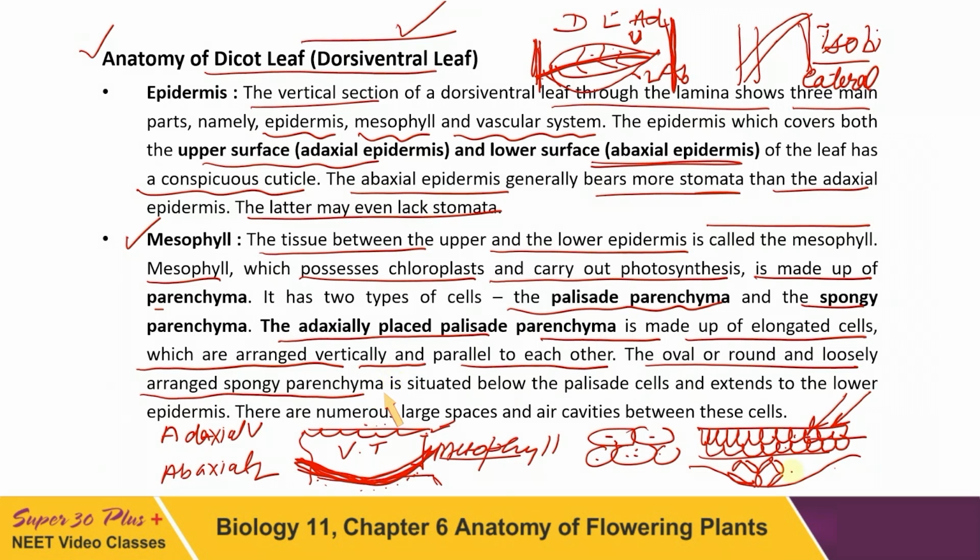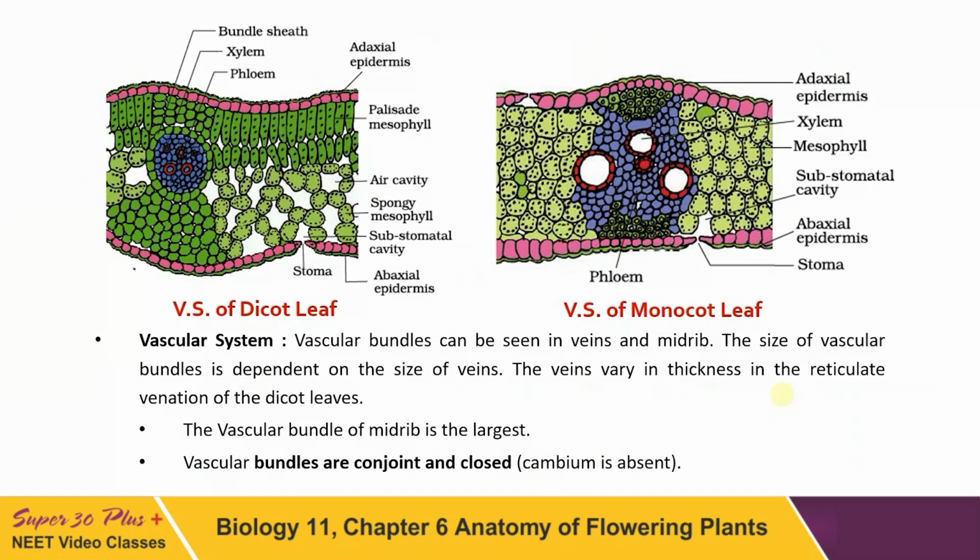Spongy parenchyma we have here below the palisade tissue. Intercellular space that will help in gaseous exchange. A large number of spaces are there. Air cavities are there between these cells. It is also called parenchyma. Okay. You can see a beautiful diagram we have here.